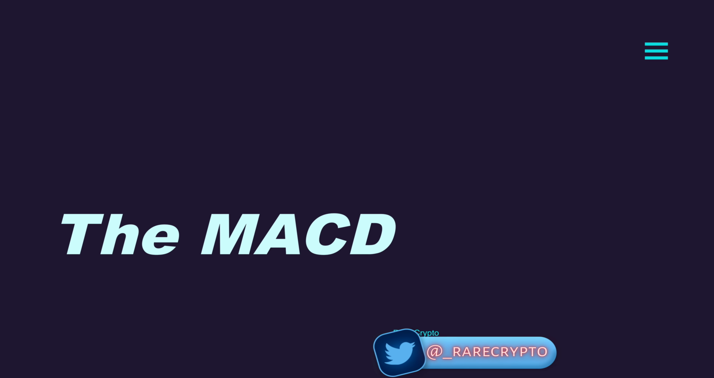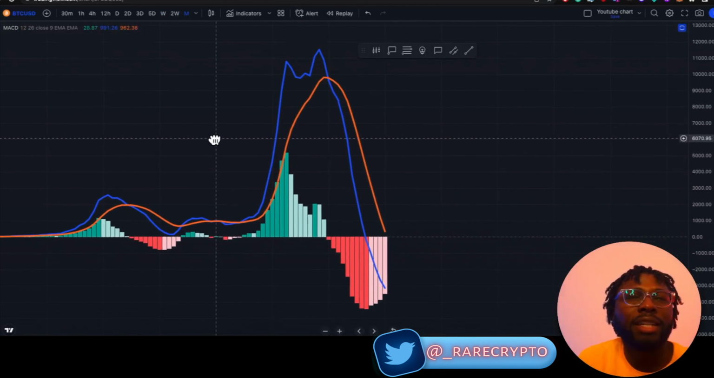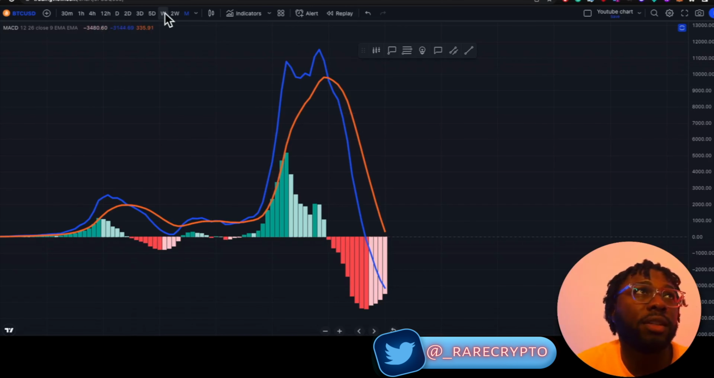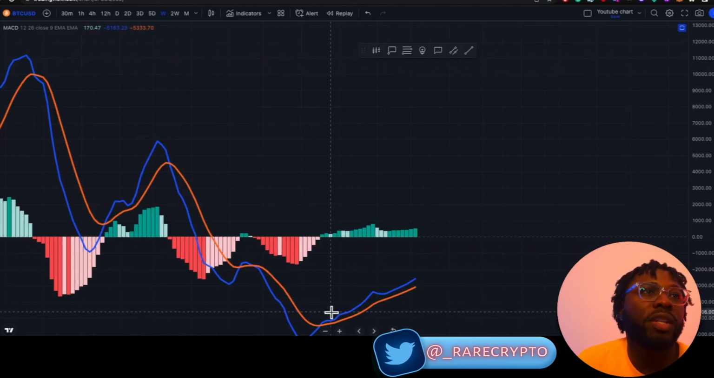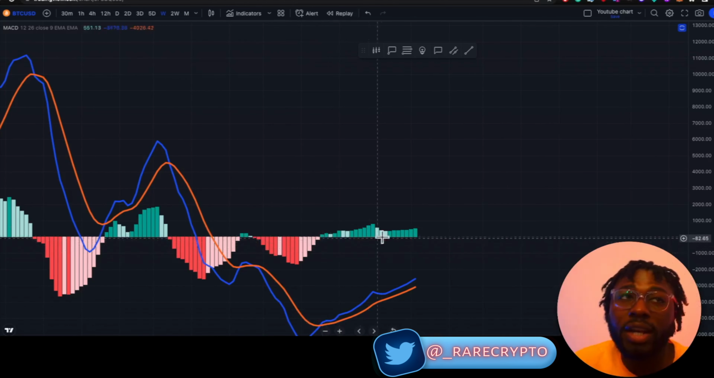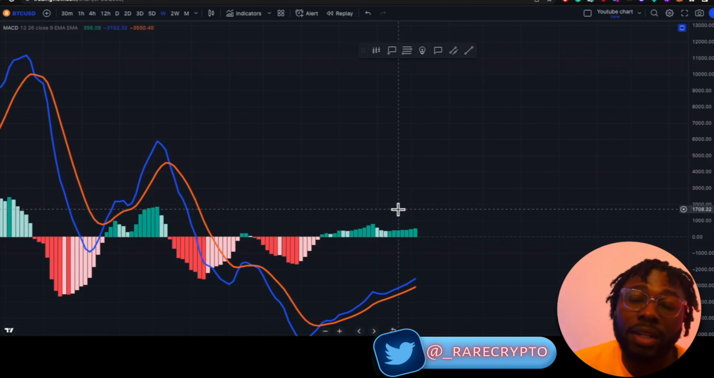Now it's time for the MACD. Looking at the MACD on the monthly chart, we can see that we have the orange over the blue, indicating that the trend is still downwards. Even though the MACD is a lagging indicator, this just lets you know how powerful it is when you look at the trend at a longer time frame. Let's go down to the weekly. On the weekly chart, we can see that the blue is over the orange, indicating that prices should be trending upwards, just looking at this particular indicator.